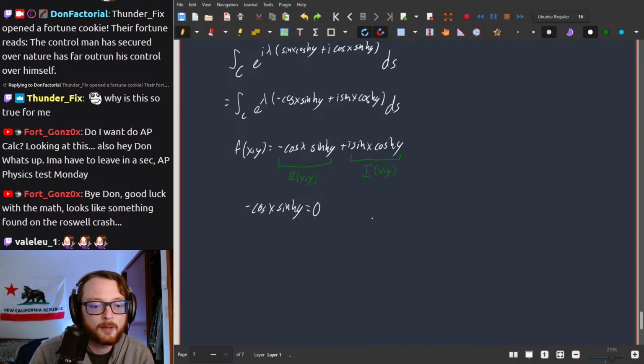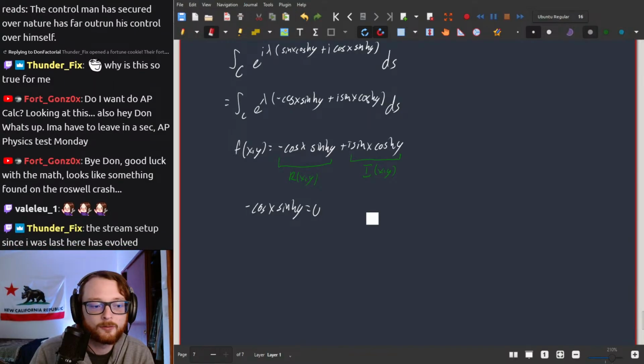Okay, so if I forget about the level curve for r equals 0, I guess.